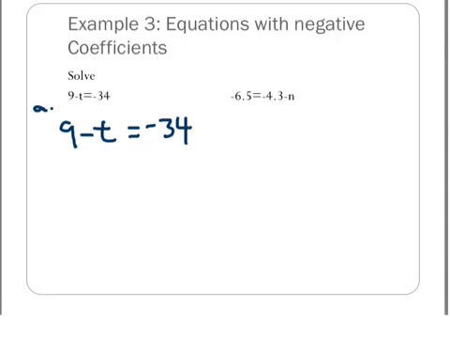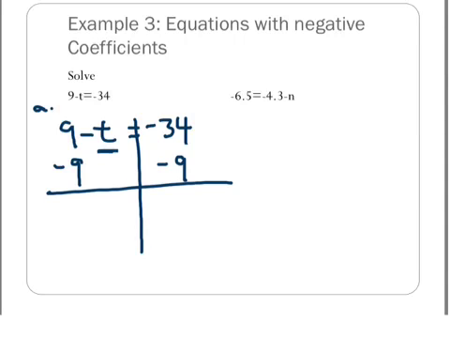What we need to do is isolate our variable. Our variable is t. We want to get t by itself. I'm going to get rid of the 9. The 9 is a positive 9, so I'm going to do the opposite and add a negative 9 to it. When I add 9 and a negative 9, they go away, and I'm left with a negative t right here.